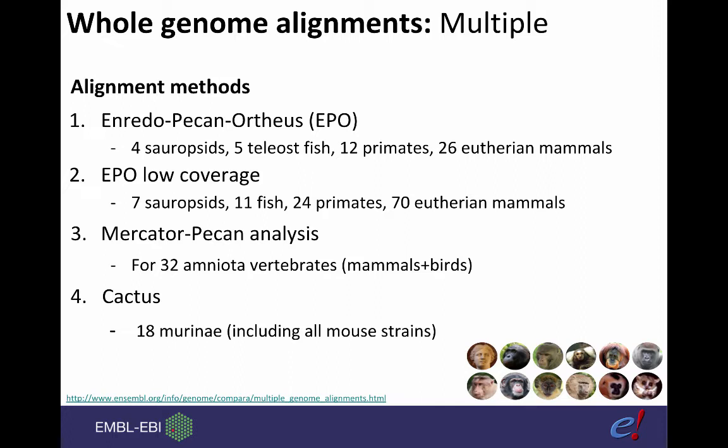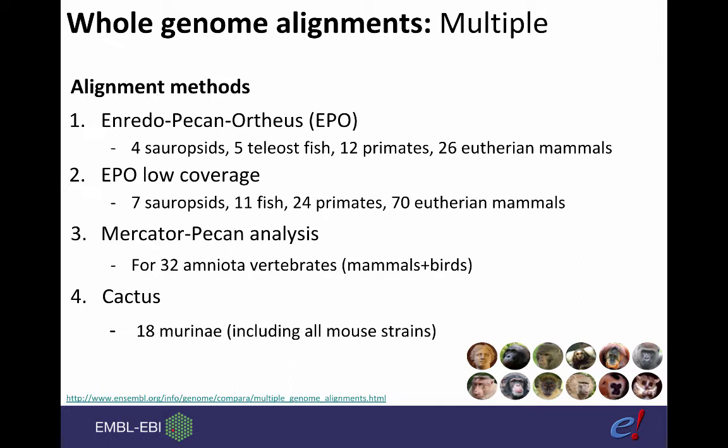So essentially this is just a less stringent pipeline, which allows for these differences in taxonomy and also sequence coverage. The Mercator PCAN analysis is another type of pipeline that incorporates both mammals and birds, so higher quality assemblies at the chromosome level, but for a slightly larger taxonomically diverse group. And the Cactus pipeline is a newer pipeline that we've used to align our Murinae.